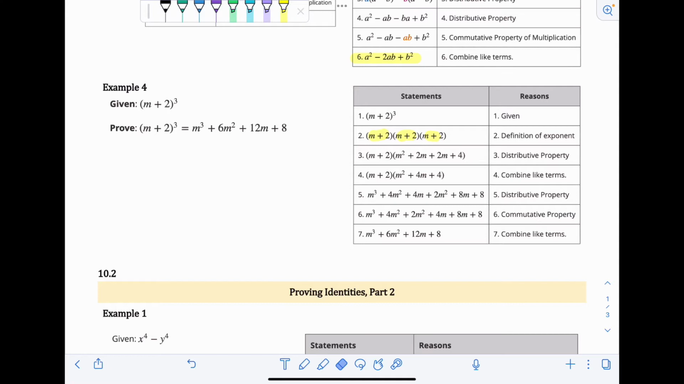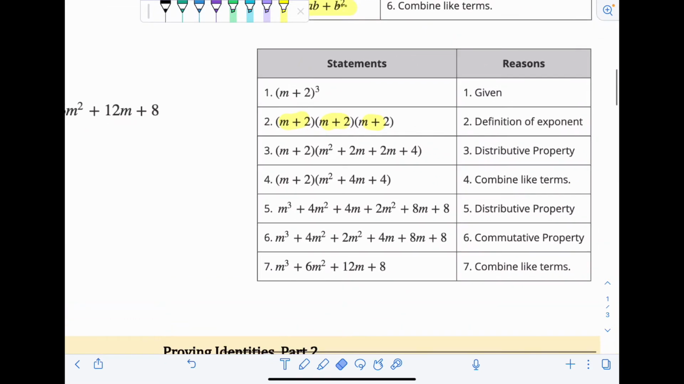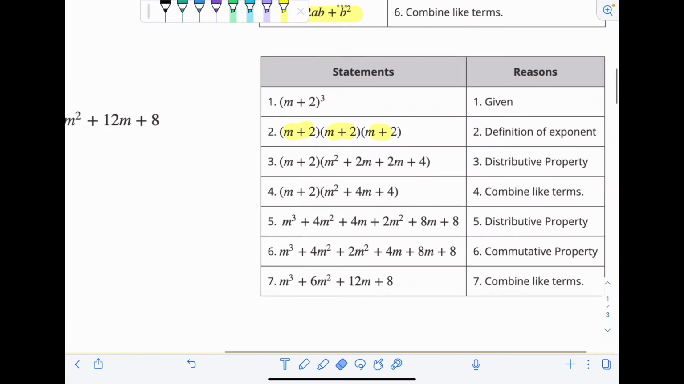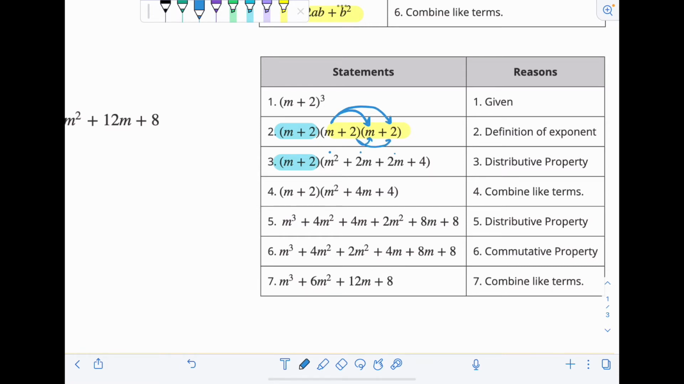This part's kind of funky, so it looks like now they're doing a one-step foiling, kind of. What we're doing between step 2 and step 3 is we're taking this (m + 2) times (m + 2) and we're basically foiling that part. So this (m + 2) just gets copied down. And then m times m, that's m squared. M times 2, that's 2m. 2 times m, that's 2m here. 2 times 2, that's 4. So that's how we get that next line.